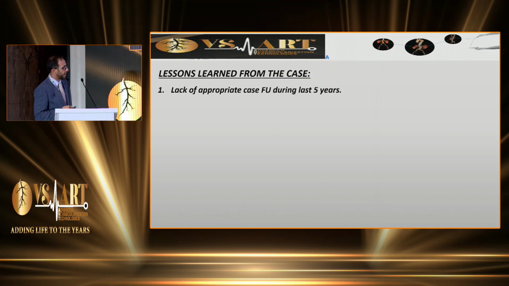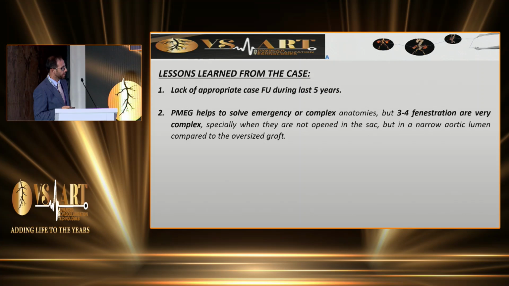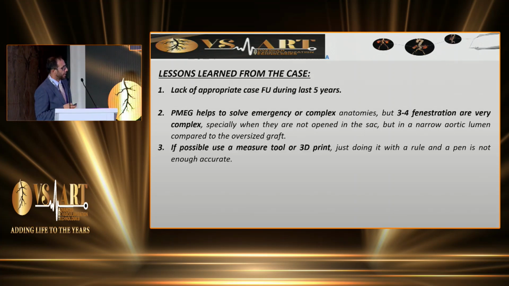Okay, so the lesson learned from this case is that probably this is an example of what sometimes happens with EVAR: there's a lack of appropriate follow-up during 5 years. We know that physician-modified endografts help to solve emergency or complex anatomy, but we need to think that when we are doing 3 or 4 homemade fenestrations it is quite complicated, especially when they are not opening the sac in a narrow artery lumen, like Nilo commented previously with the outer branches.